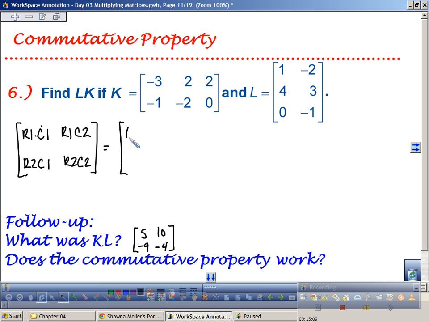So I would get -3 times 1 plus 2 times 4 plus 2 times 0. Next row, -1. Wrong. Yeah. Thank you. It just seems too long, right? -3 times -2 plus 2 times 3 plus 2 times -1.